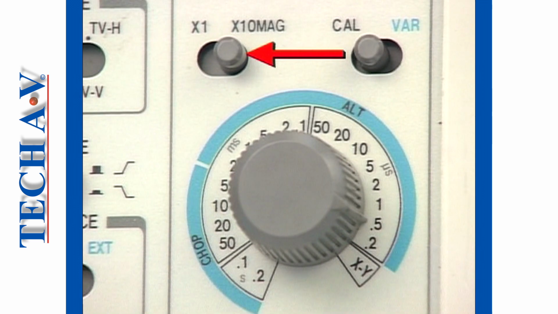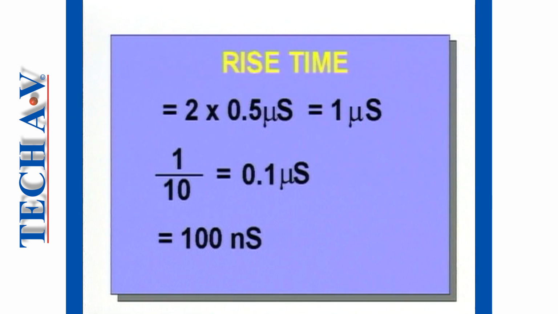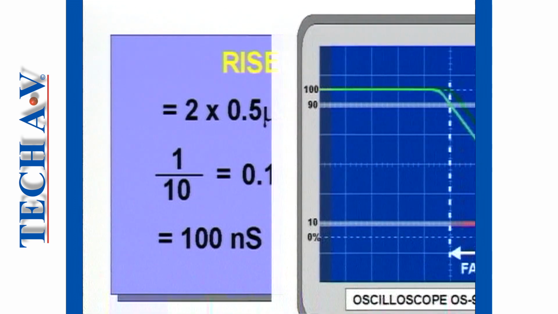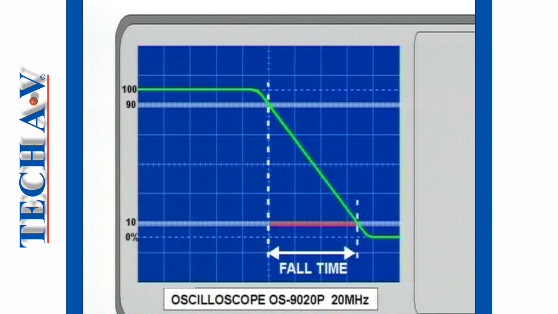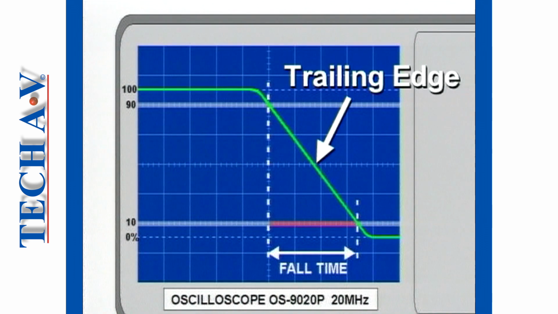However, we are not quite finished, since ×10 magnification has been applied to the time scale, which means that the time per division reading must be divided by 10. Therefore, the rise time equals 0.1 microseconds, or 100 nanoseconds. The same procedure is used to determine the fall time of the waveform, but in that case, examine the trailing edge of the signal.